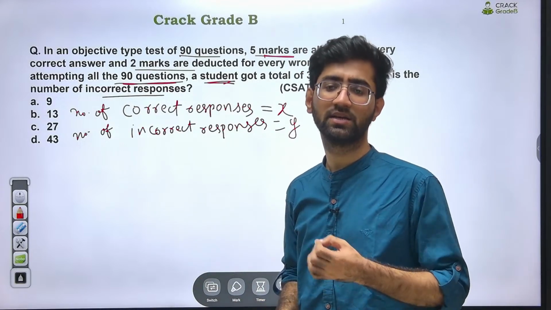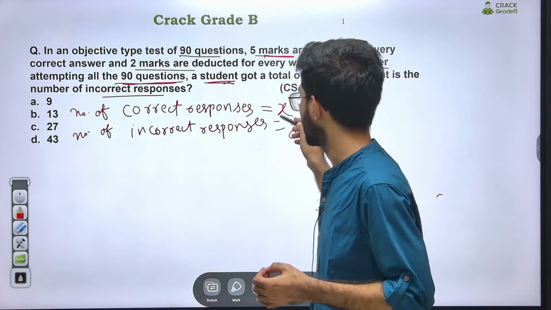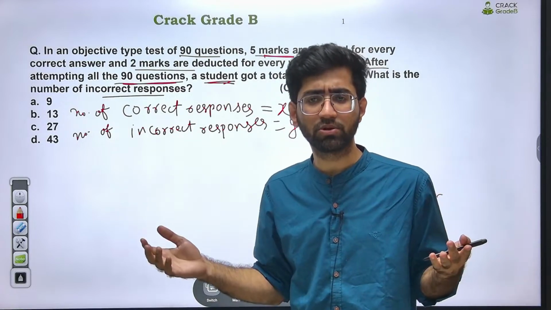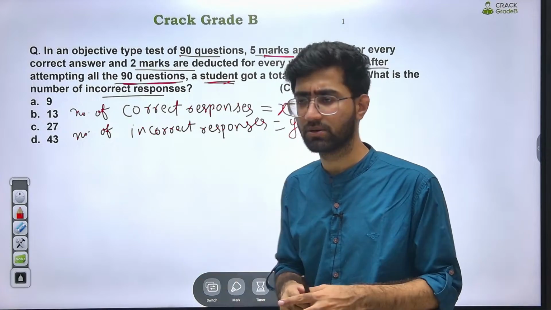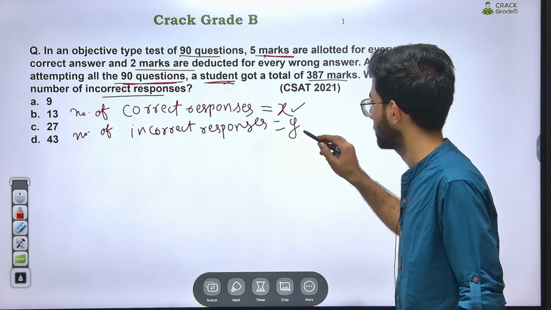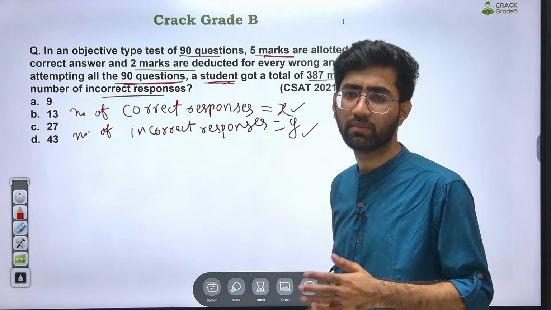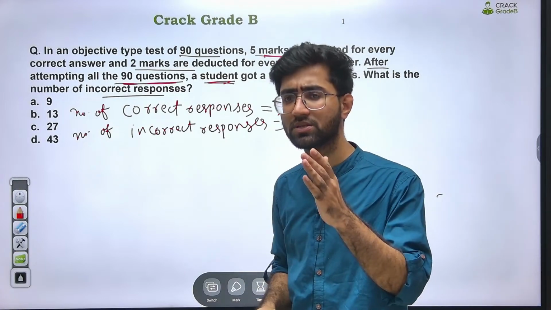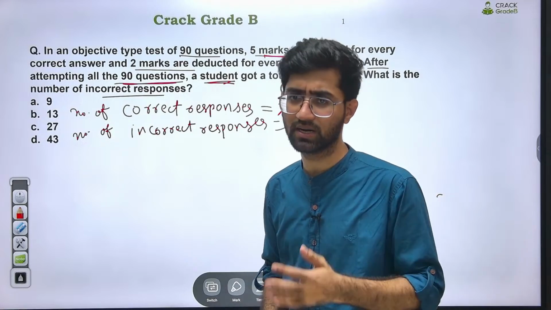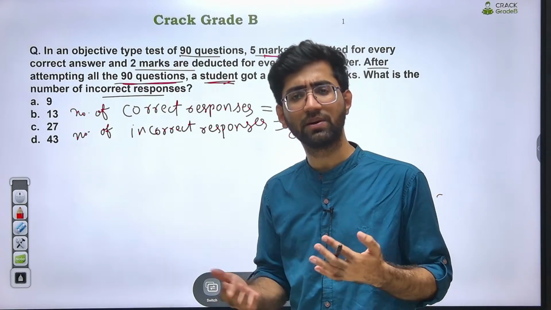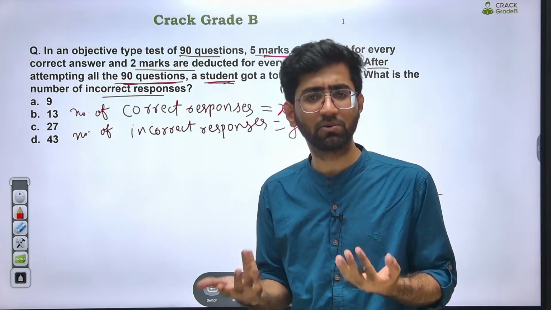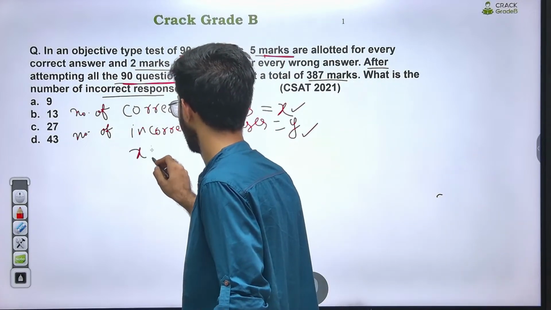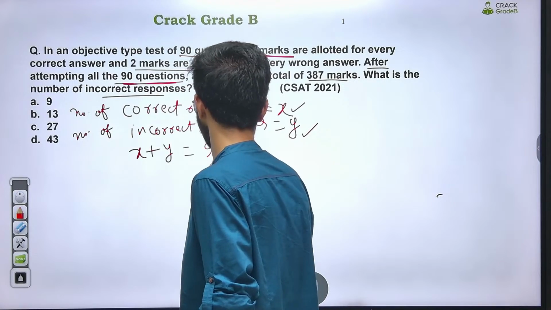What does it say? It says that x plus y equal to 90, because he has attempted all the questions. If he has answered x number of questions correctly and y number of questions incorrectly, so basically, suppose I say that you have answered 60 questions correctly and 30 questions incorrectly, and you have attempted all the questions, so 60 plus 30 equal to 90 questions were there, right? So we can write x plus y equal to 90.